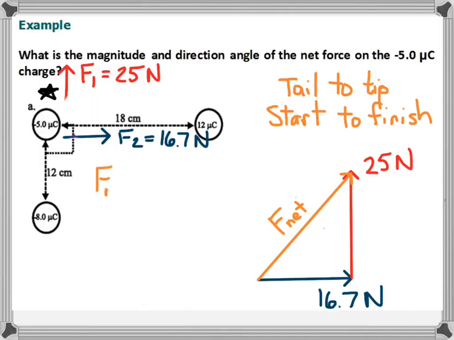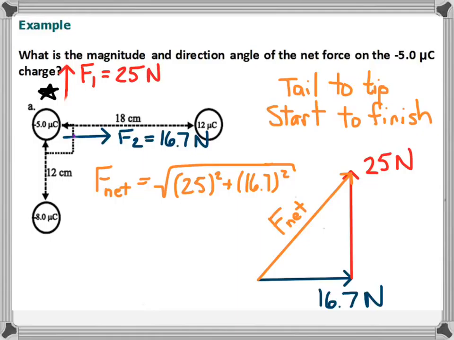So F net is equal to the square root of the squares of the two legs summed up together. Okay, c equals the square root of a squared plus b squared. And now I am going to evaluate this, and when I do, I get a net force of 30 newtons. Okay, so I've answered part of the question. I've answered what is the magnitude of this force. It turns out to be 30 newtons. But now I have to ask, what is the direction angle? And the direction angle is usually measured with respect to the x-axis.